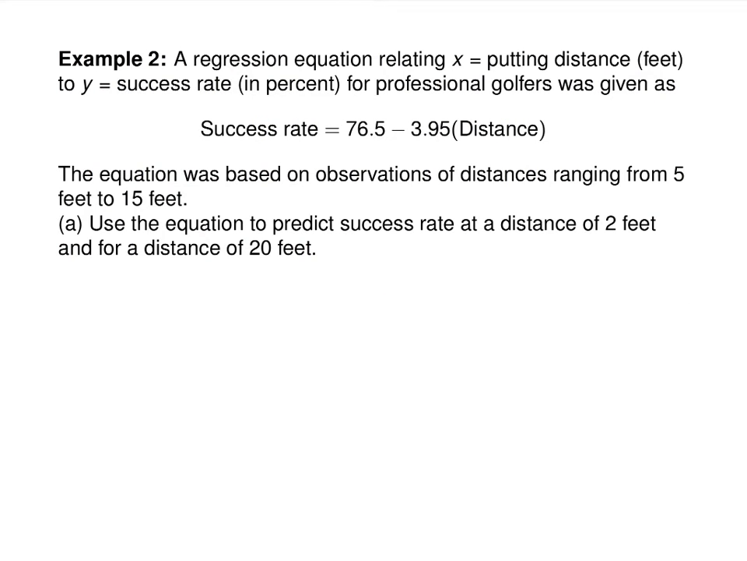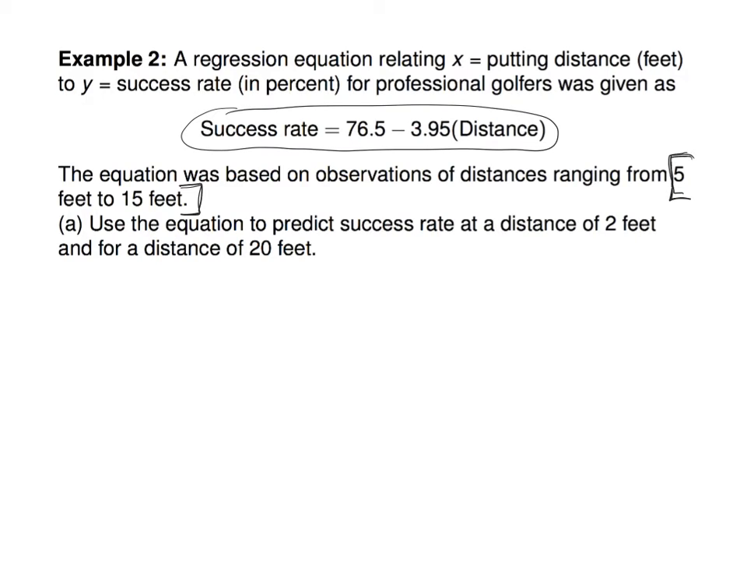Now let's actually look at extrapolation with some numbers. We have a regression equation that relates the putting distance to success rate in a percent for professional golfers, and it's given by this equation. The success rate is 76.5 minus 3.95 times the distance they are from the hole. This equation was based on observations of distances ranging from 5 to 15 feet. The reason the researchers may have looked at those values only is maybe values outside of this made it so that the data wasn't a straight line anymore. And so they just chose to look at the middle chunk where there appeared to be a straight line relationship.